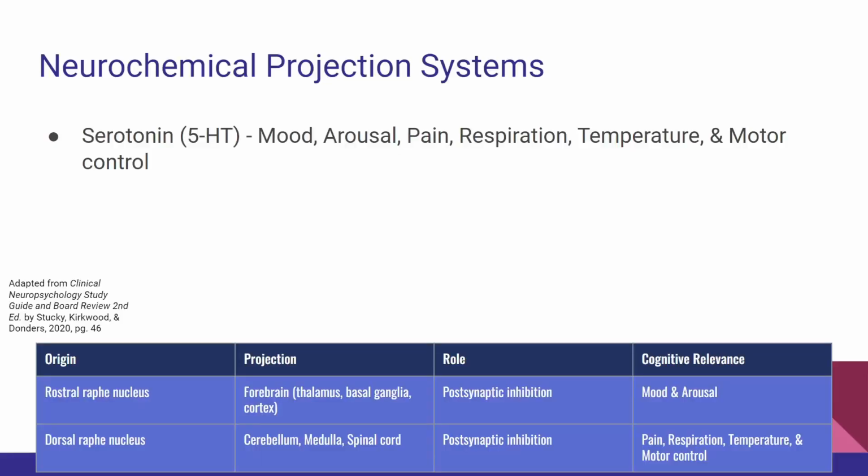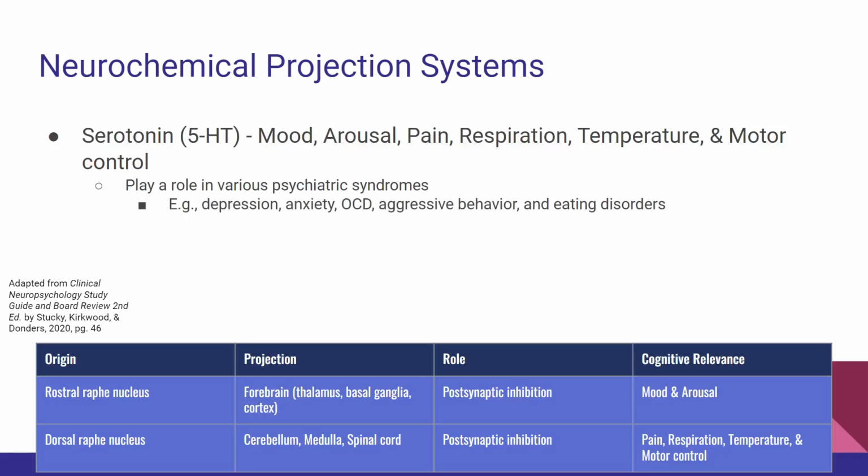The next neurochemical projection system we're going to talk about is serotonin, also called 5-hydroxytryptamine, or shortened to 5-HT. Serotonin is involved in mood, both general as well as sexual arousal, pain, respiration, managing temperature, as well as motor control. It's been found to play a role in various psychiatric syndromes, including things like depression, anxiety, obsessive-compulsive disorder, aggressive behaviors, as well as eating disorders. It has 4 receptor subclasses, but we're not going to get into those.